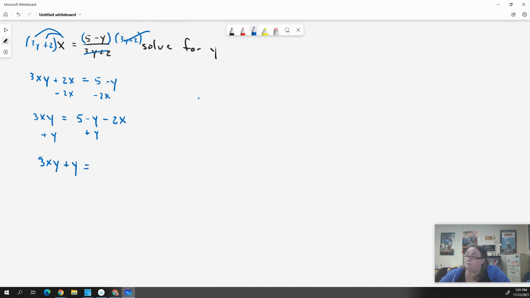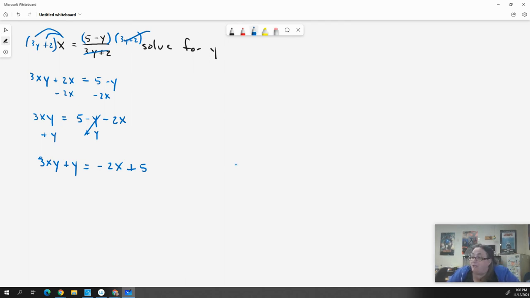equals, let's put this in some kind of nice order. Let's go minus 2x, minus y plus y is no y's. So plus 5. So now we've got it looking nice, right? It's in a pretty order. How do I go about solving this whole thing for y?